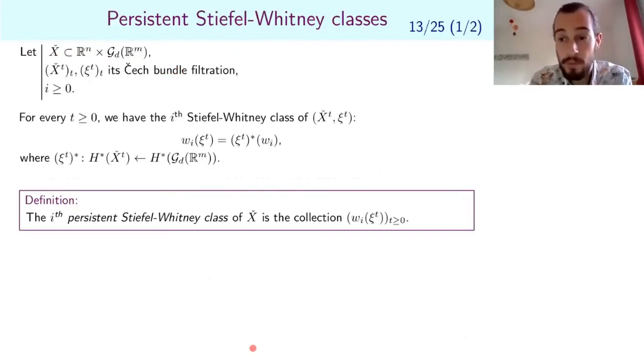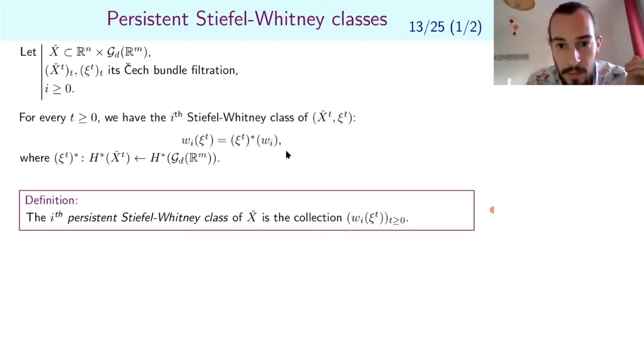And now we can define persistent Stiefel-Whitney classes. So we have X check, a subset of R^n times the Grassmannian. It's a Čech bundle filtration. So pick an integer i. For every thickening of the set X check, we have a Stiefel-Whitney class because the map Xi_t goes into G_d(R^m). And let me recall that the i-th Stiefel-Whitney class can be built as the image of w_i, the cohomology class in the Grassmannian, by the map Xi_t star, the map induced in cohomology. Okay, and so we say that the i-th persistent Stiefel-Whitney class of X check is the collection of all the Stiefel-Whitney classes of its thickenings.